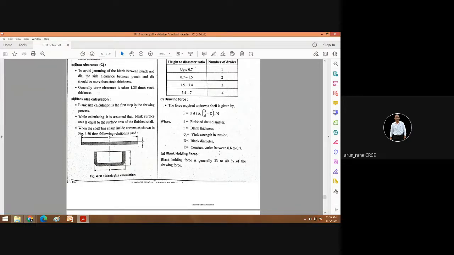So one is your drawing force, then another is your blank holding force. So you have to hold a blank also, isn't it? So that force is also required, right?